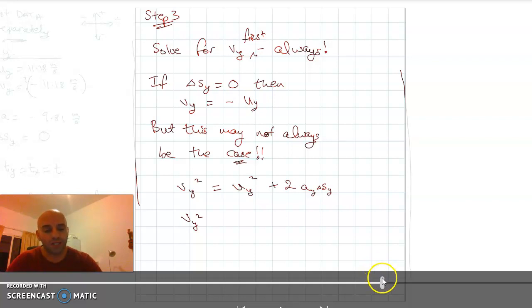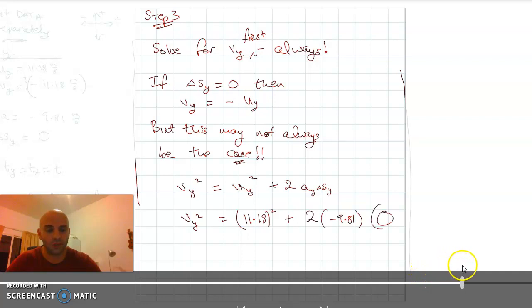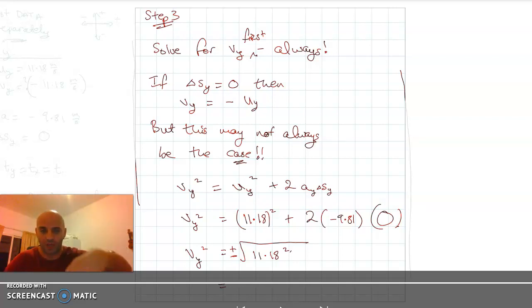So just like we did in the example today, when you plug in your numbers, because the displacement in the y direction turns out to be 0, you wind up with the square of the final velocity in the y direction being equal to 11.18 meters per second squared. Take the square root, but don't forget that this could be positive or negative. So here's where you have to use a little bit of common sense to realize that you have to take the negative velocity, because obviously it's on its way back down.